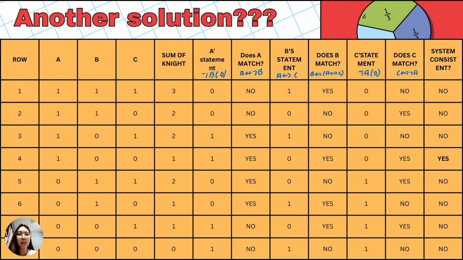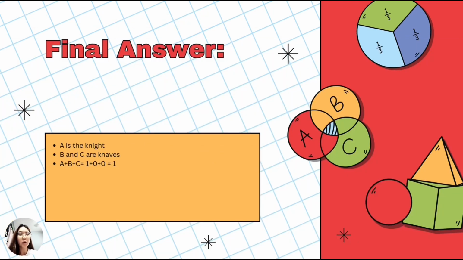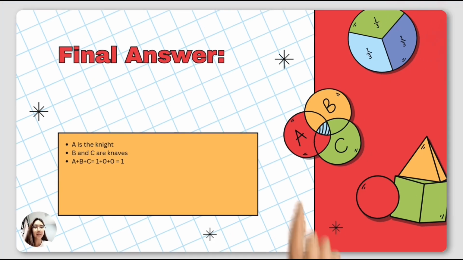So since row 4 is consistent, we know that A is 1, which means A is the knight, and B and C are 0, so B and C are the knaves. So here is the final answer, as I mentioned just now: A is the knight, and B and C are the knaves. So we sum up A, B, and C, and we get 1.